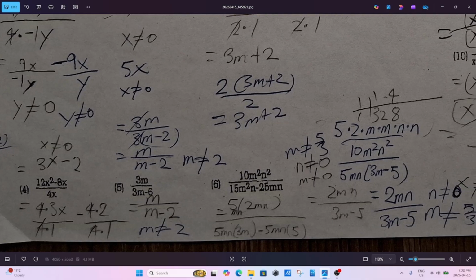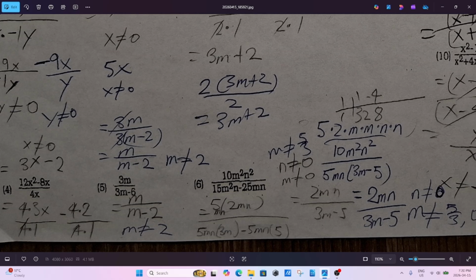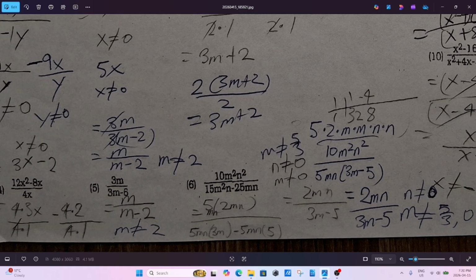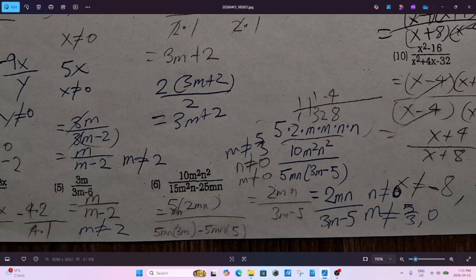6, 10 m squared n squared divided by 15 m squared n minus 25 mn. Factor out a 5mn on the top and 5mn from the bottom. Okay. And once you do that, the 5mn cancels, and you get 2mn over 3m minus 5. m cannot be 5 over 3, right, because that was one of the factors, and it cannot be 0. And also n cannot be 0 as well.